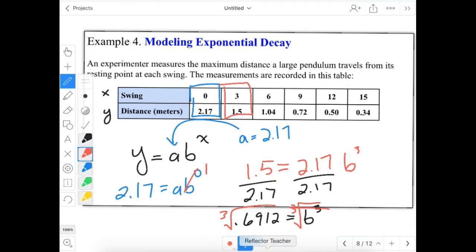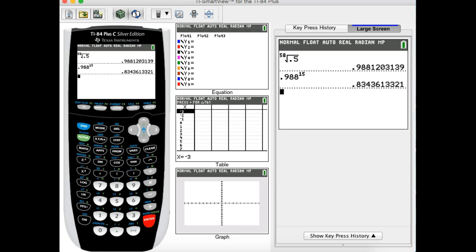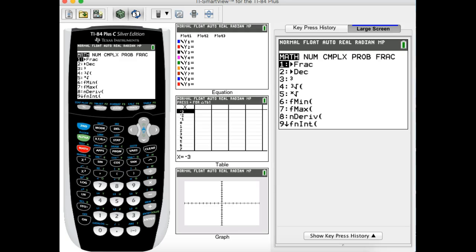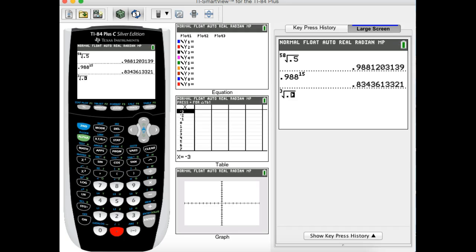So if you want to take a cubed root, you can simply do math, and the fourth option is for a cubed root, just because that's a root that we would be more used to taking, where it's more common to do so. So we get 0.88.